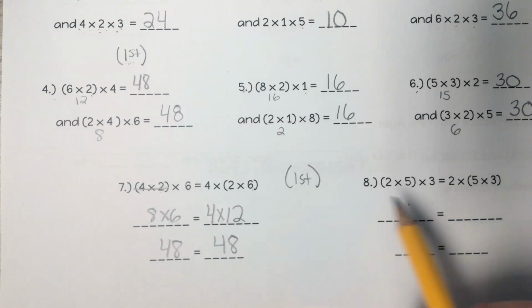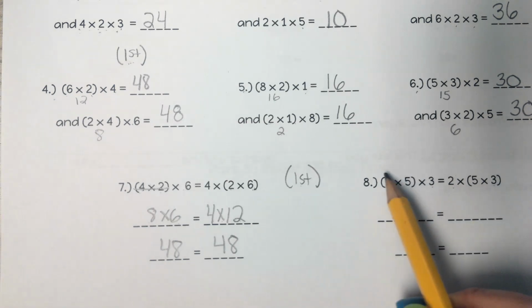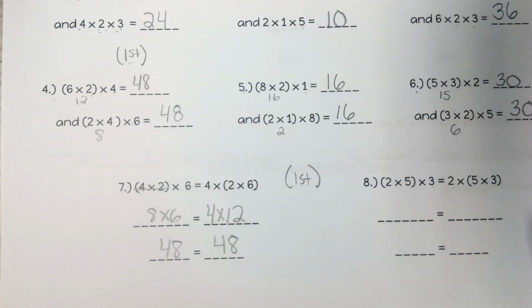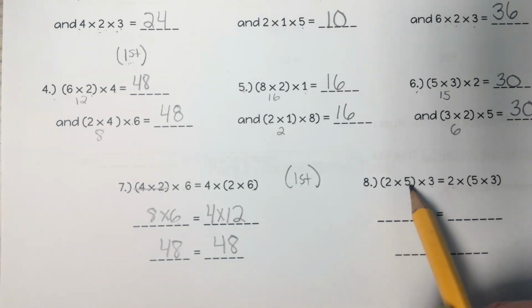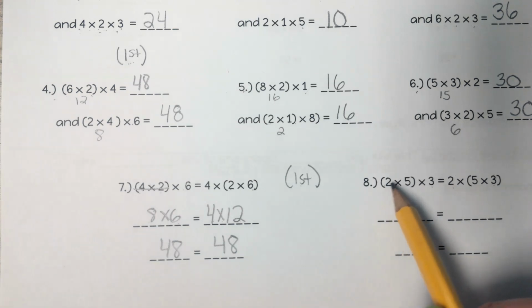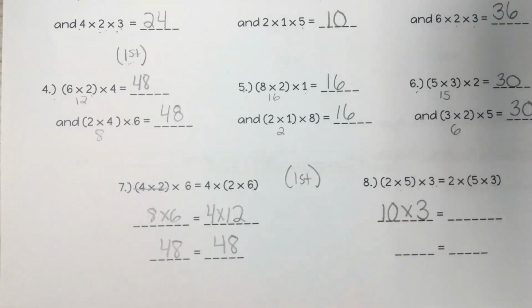Now let's do number 8. Again, whatever's in parentheses, we have to solve first. The numbers are 2, 5, 3 and 2, 5, 3. They're the same numbers, but the parentheses indicate that we have to solve the numbers in a different order. The first thing we do on this side is solve 2 times 5, because it's in parentheses. 2 times 5 is 10. So we're left with 10 times 3 on this side.